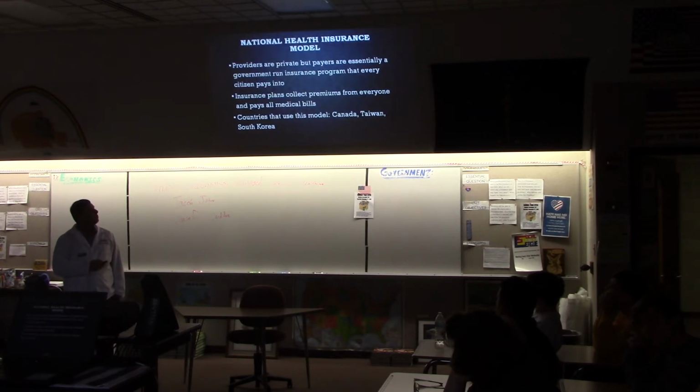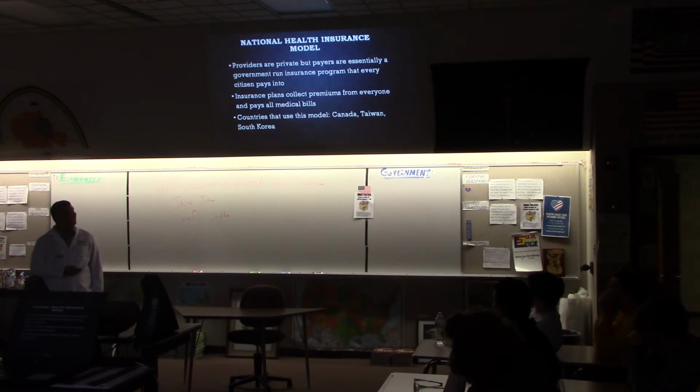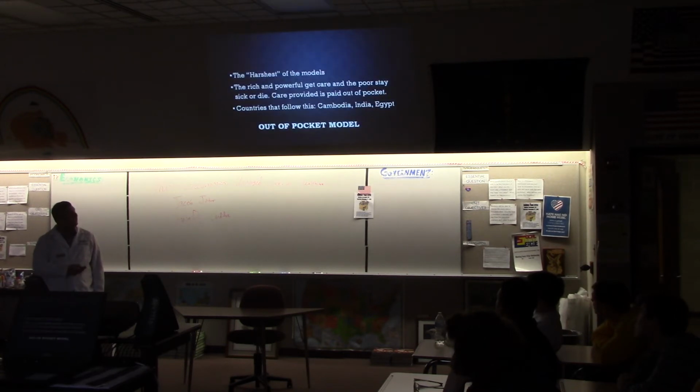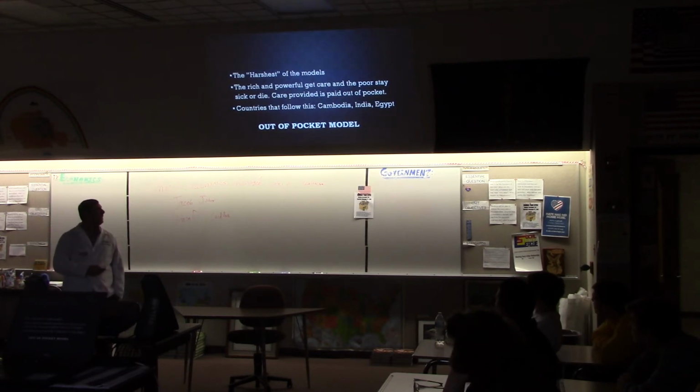The National Health Insurance Model. Providers are private, but payers are essentially a government-run insurance program that every citizen pays into. Insurance plans collect premiums from everyone and pays all medical bills. Countries that use this include Canada, Taiwan, and South Korea. And then the out-of-pocket model, the harshest of the models. The rich and powerful get care, and the poor stay sick or die. Countries that follow this: Cambodia, India, Egypt.